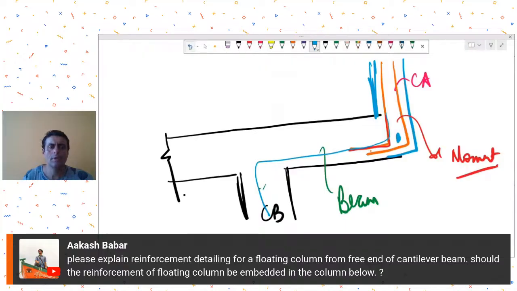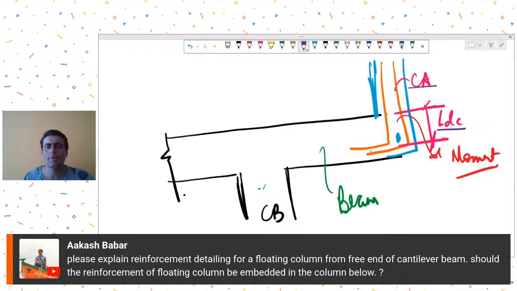That won't be possible. So for development length, number one, you provide this Ldc also over here. Compression development length is to transfer the compression loads in this column. And then while calculating the development length in tension, you can take it from the complete bend also. So you give the appropriate compression development length and tension development length. Okay.